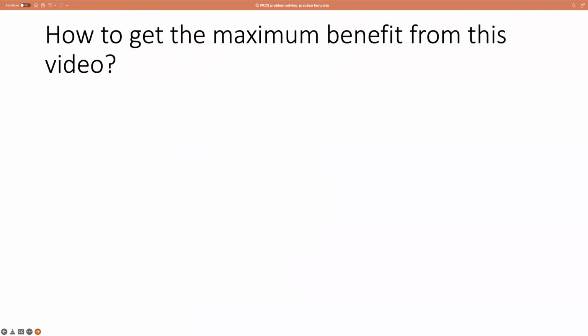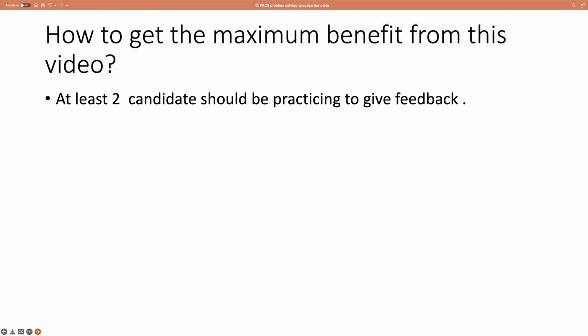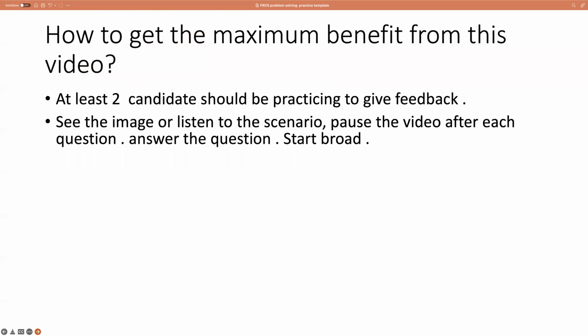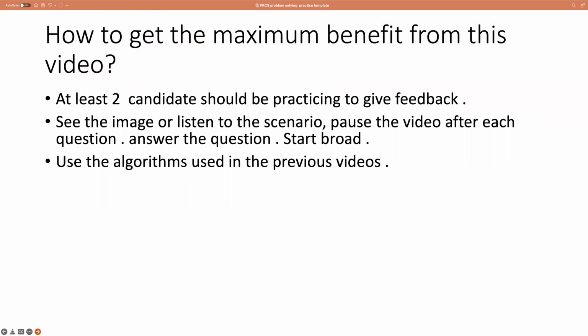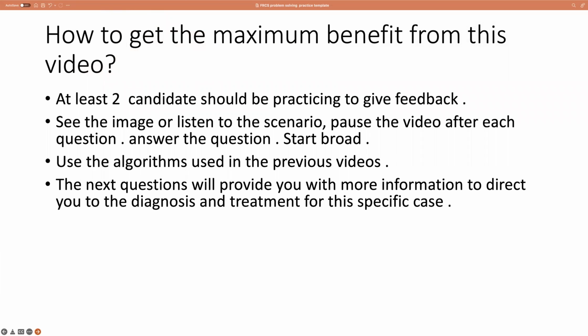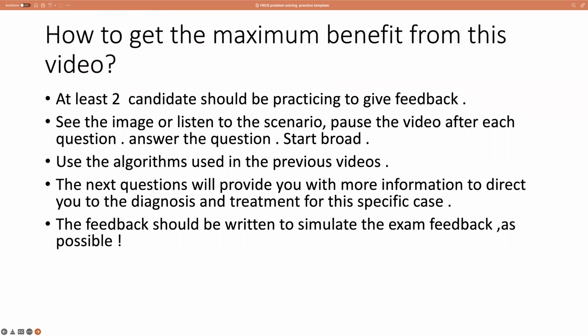How to get the maximum benefit from this video? At least two candidates should be practicing to give feedback to each other. See the image or listen to the scenario. Pause the video after each question. Answer the question. Try to start broad. Use the algorithm used in previous videos. The next question will provide you with more information to direct you to diagnosis, treatment for this specific case.